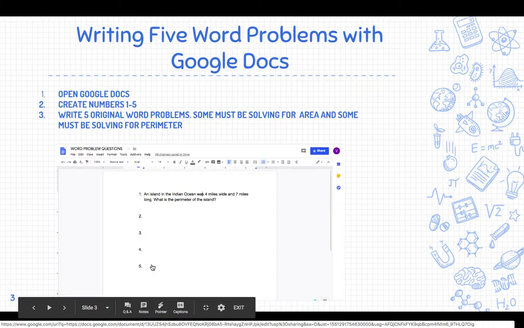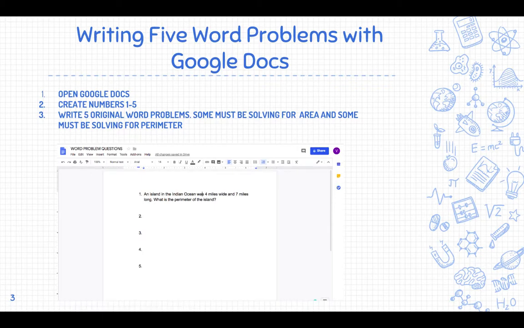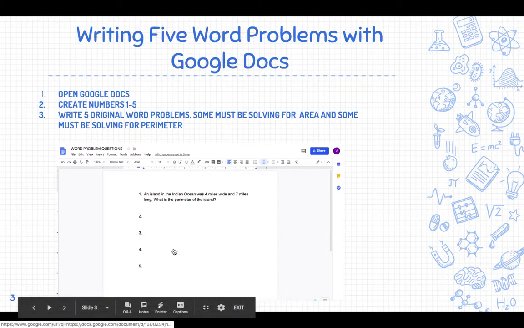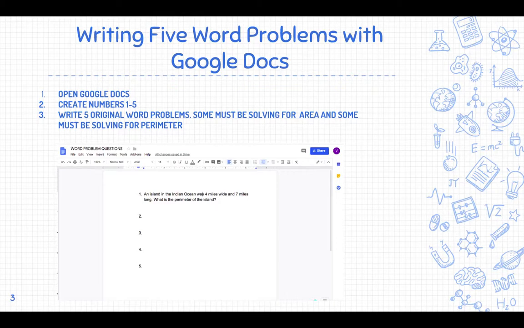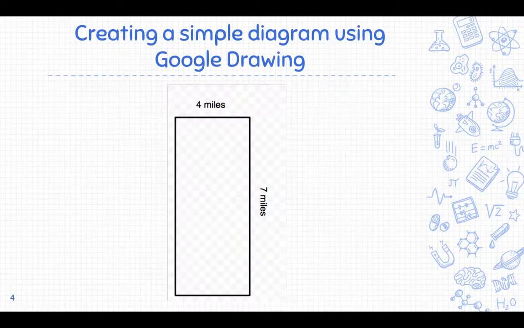The slide shown before this will be displayed on the board for you to see examples of effective problems to use as a model while you're writing these questions. Make sure that some of your questions solve for area and some must be solving for perimeter. You must have a mix of both within your quiz.